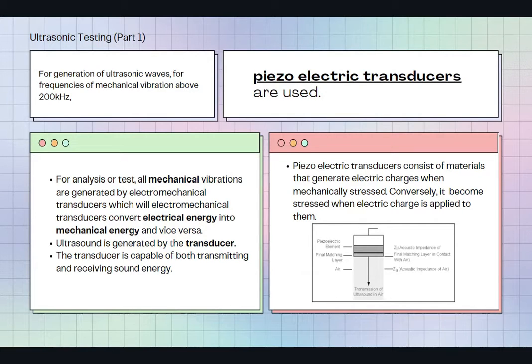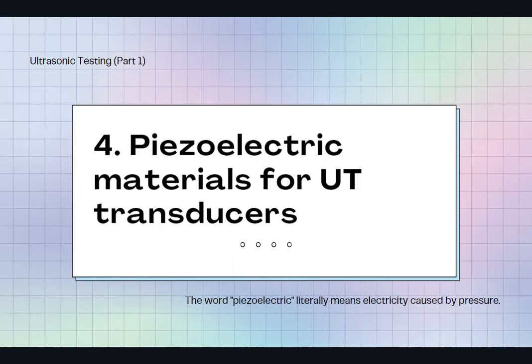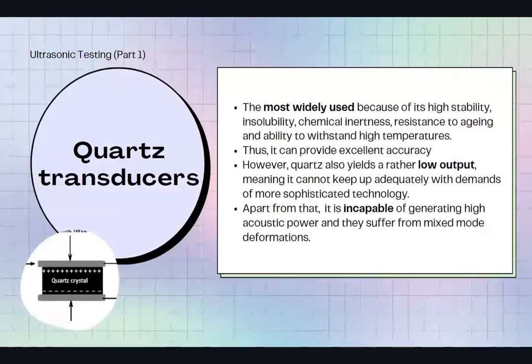In this next section, I'll be talking about what types of materials are used in piezoelectric transducers in this technique. The first one is quartz transducers. It is most widely used because of its high stability, insolubility, chemical inertness, resistance to aging, and ability to withstand high temperatures. But it has a low output that cannot keep up with the latest technologies.